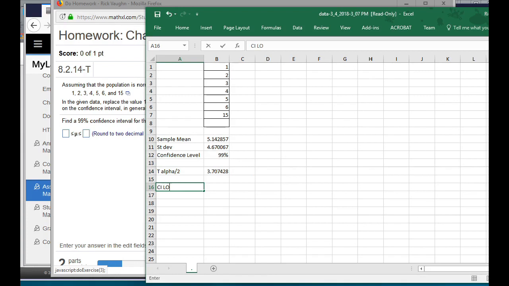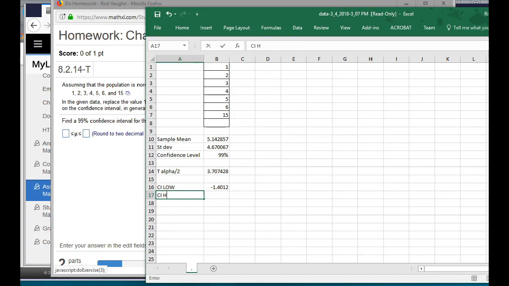So confidence interval low. We're going to start by taking the sample mean in the middle. That's in cell B10, and subtract, because we're going to the low end, the t value times the standard error. And the standard error is the sample standard deviation divided by the square root of n. So I'm going to take times the sample standard deviation, divided by SQRT of 7, because there's 7 data items here. And that should give me the low end of the confidence interval, minus 1.4.